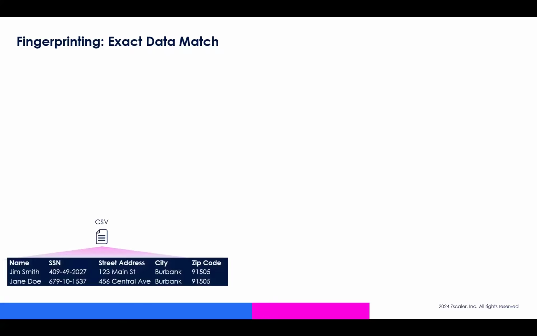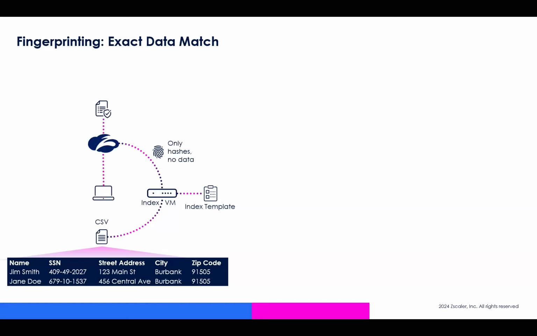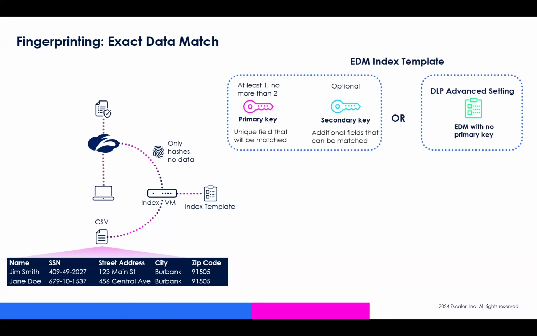Moving on, let's talk about exact data match, or EDM. EDM takes data from a CSV file. Here we have an example where we've got a name, SSN, street address, city, and zip code. This data is then fed to an index VM, which is hosted by you, and the contents of which Zscaler never sees. This is to guarantee the safety and security of your personal data. This generates an index template. No data is ever shared with Zscaler, only hashes, to allow the cloud to identify that data inside documents. This can then be leveraged inside engines in order to create policy that targets exact data matches.